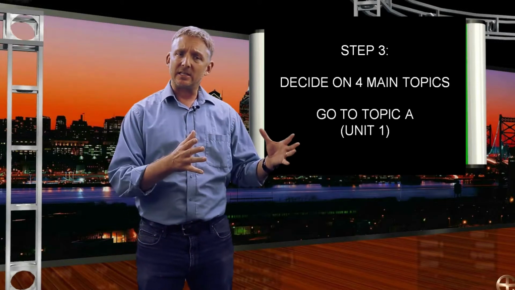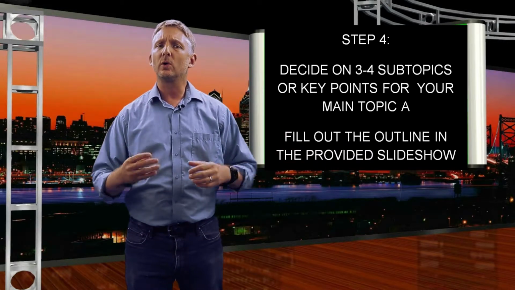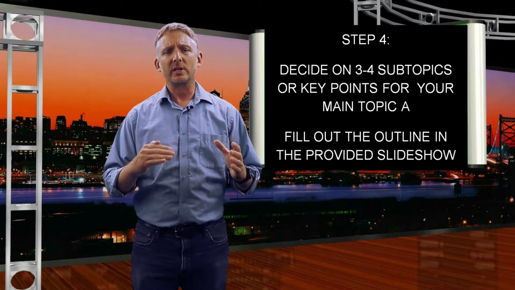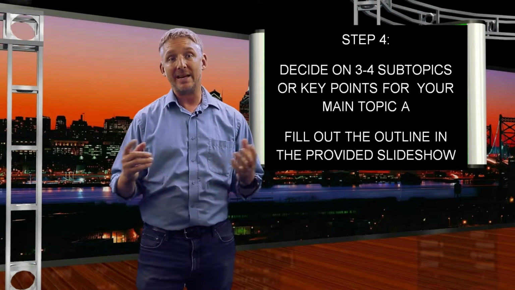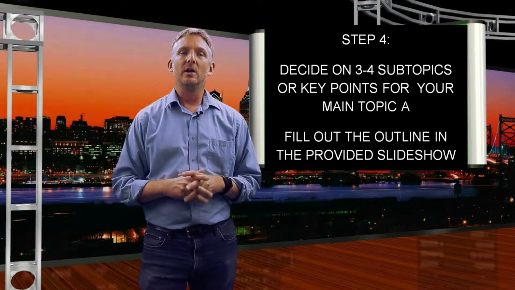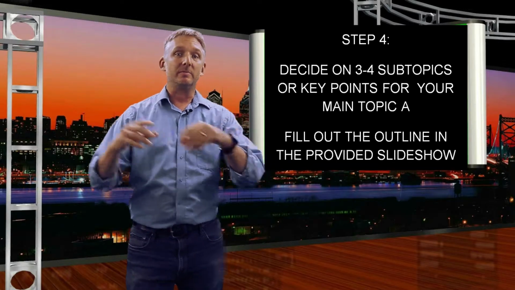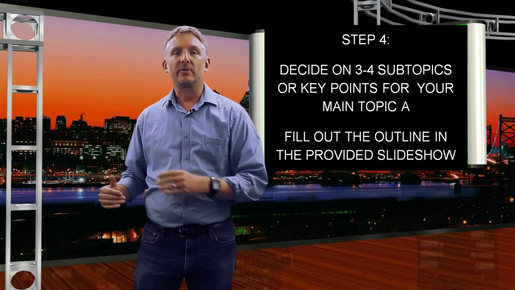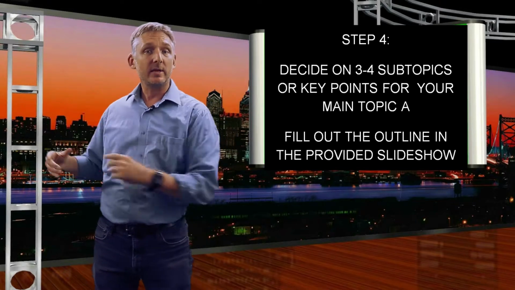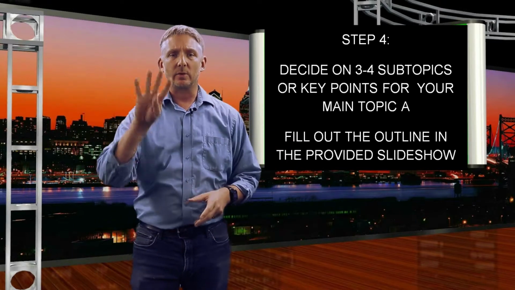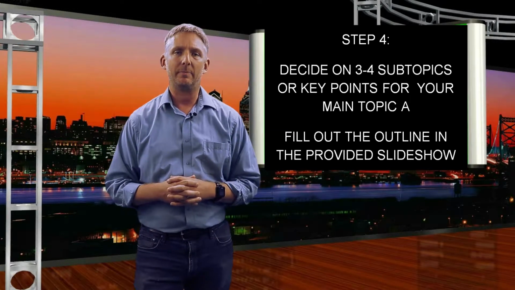Then we're going to take main topic number 1, or unit number 1, and break it down into 3 or 4 subtopics. What are the 3 or 4 key points that you need to convey in order for your students to understand main topic A? Then we'll move to main topic B and come up with 3 or 4 subtopics that are critical to understanding that main topic. We'll do that as many times as we need to, but ideally we start off with 4 main topics, and each of those main topics will have 3 or 4 subtopics.